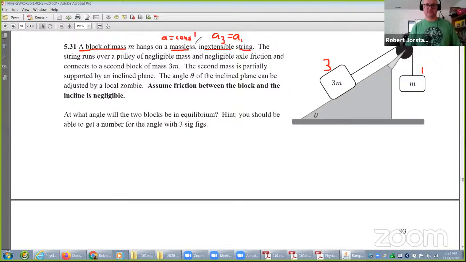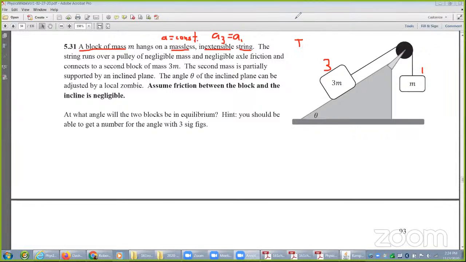And these are our default assumptions. So every string is going to be assumed to be massless and inextensible unless otherwise specified. And then what is the phrase that helps us identify tension 1 equals tension 3? How do we know the two tensions are equal?